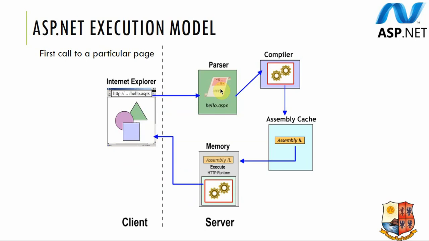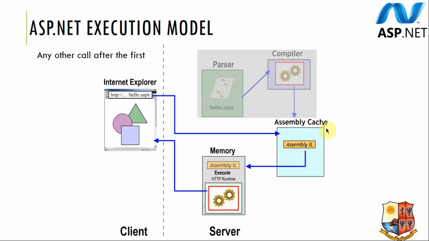First call, you parse, you compile, you get the cache, you store it in memory, and next time, till the server is restarted, and the server never gets restarted, so till you change that assembly cache or recompile it again, it will be stored in memory. The next time you give a request, it just directly pulls it from the cache and then executes and gives you a response.